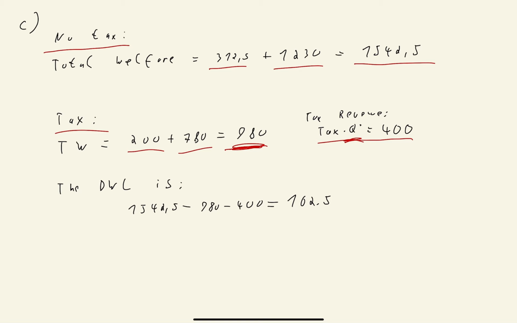And then we can calculate the deadweight loss in the following way. We simply take the total welfare without tax and subtract from this the sum of consumer rent and profit with tax and tax revenue. And then we get 162.5, which is then the deadweight loss due to this tax.